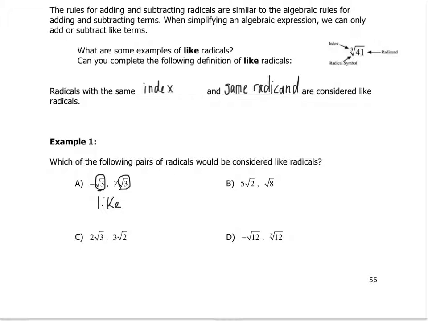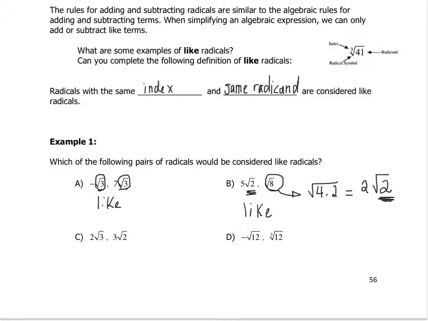5 root 2 and 8 root 8, as they're written, are not like radicals, but if you investigate root 8 a little bit further, root 8 can be broken down as 4 times 2. The perfect square factor of 4 can come out as the square root of 4 is 2, and you'd just be left with the root 2 inside. So therefore 5 root 2 and 2 root 2 both have the same radical part, root 2, and they would be considered like.